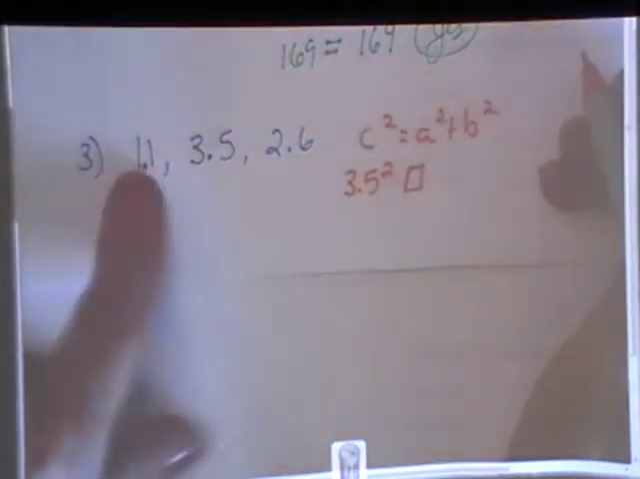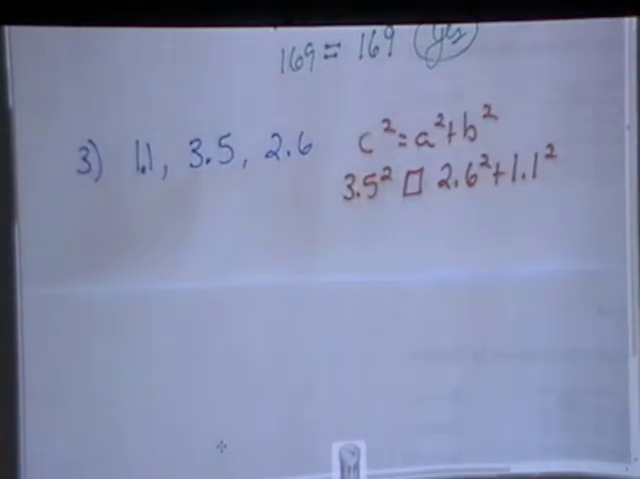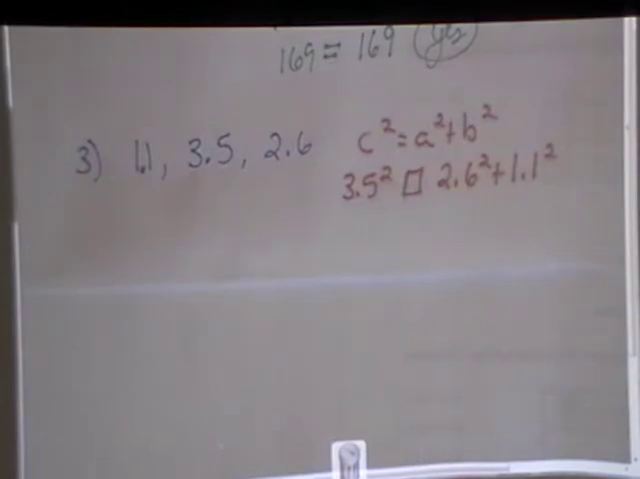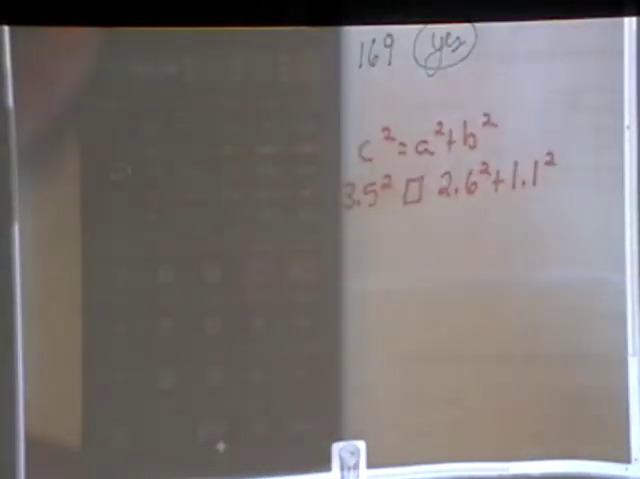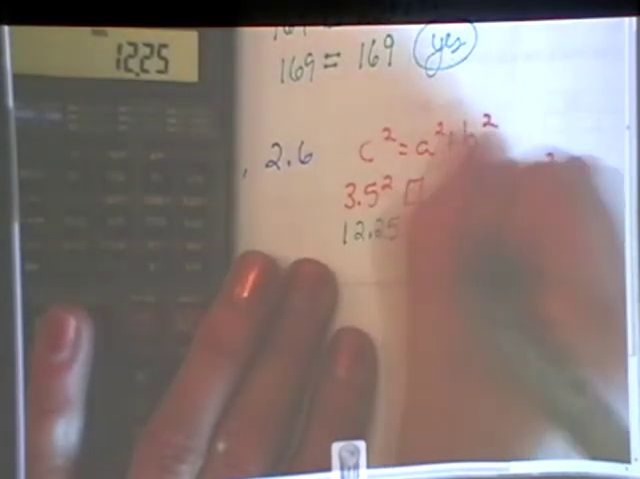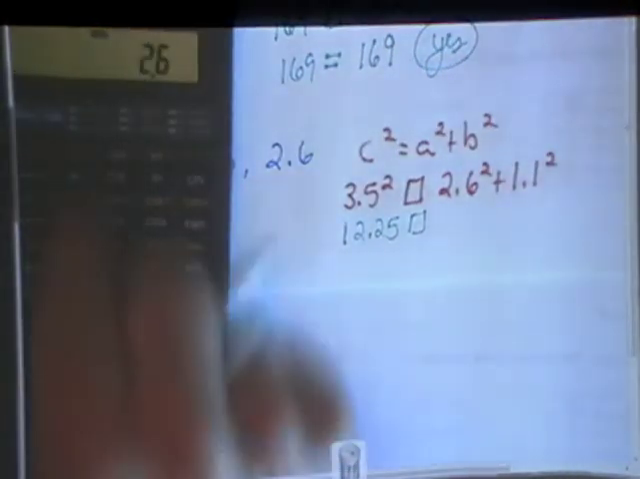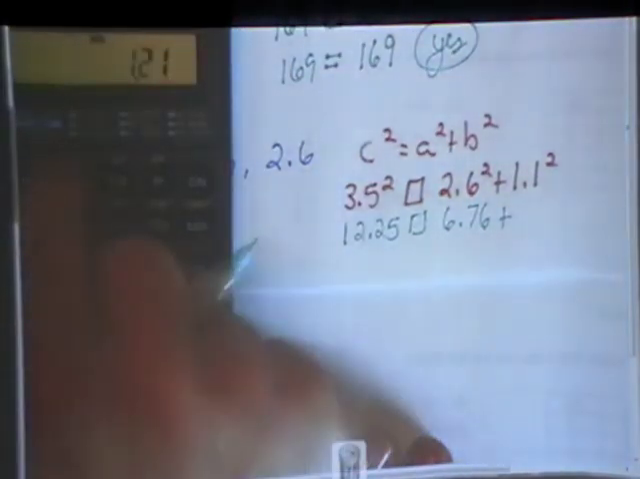Now, does it matter which one I call A and which one I call B? Nope. So I'll do 2.6 squared plus 1.1 squared. Don't let the decimals bother you. They're no different than whole numbers. You got a calculator. So let's do 3.5 squared. Now this time, guys, when you're typing it in, you're doing 3.5 and you're hitting this button just automatic because you're not taking the square root, you're reversing it. So I get 12.25, 2.6 squared, 6.76, and 1.1 squared, 1.21.